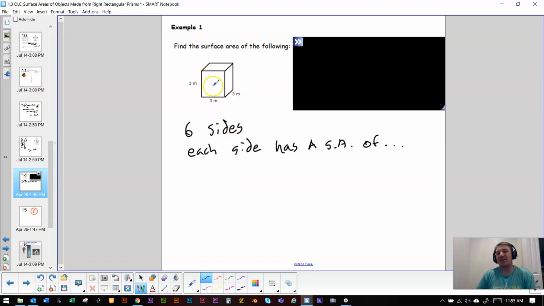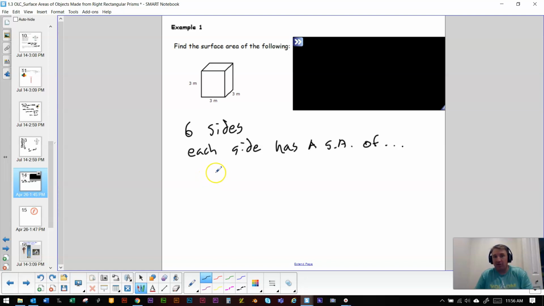All right, now this is a cube. We can tell it's a cube because the length, the width, and the height are all the same. So if it's a rectangular prism and it's a square on all sides, that actually makes it a cube. If it's a cube, that's really handy because every side has the exact same surface area. So each side has a surface area of, well, how do you figure out the surface area of a square?